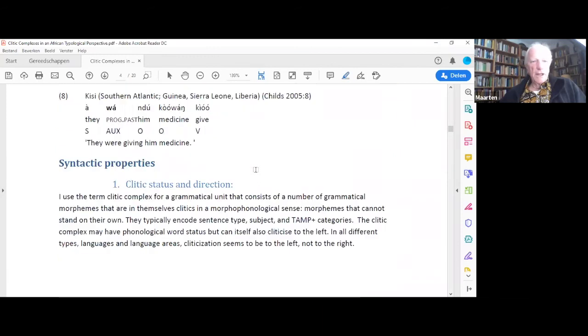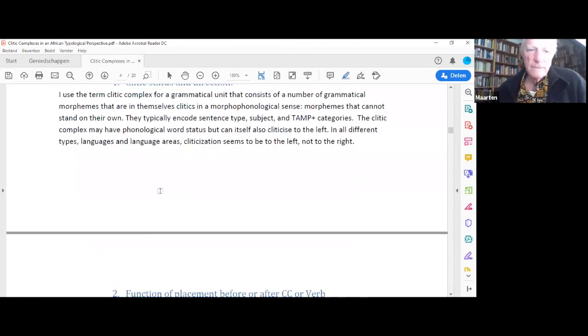And then I have an example from Kisi, southern Atlantic, quite far to the south of West Africa, just to show you that this kind of structure is quite widespread and is not confined to a certain language family. It's quite common in Kru. It happens in Gur, specifically Senufo. But as you see, we have it also in Atlantic, Bantoid, and a number of others.